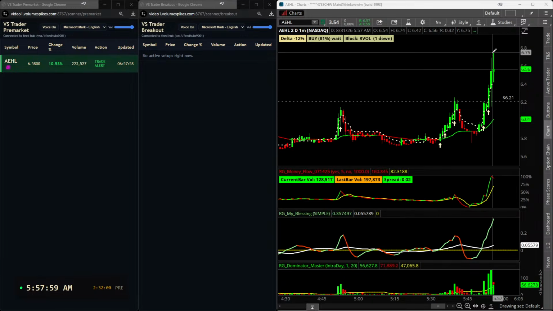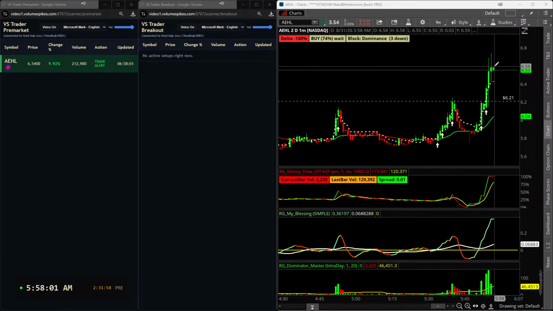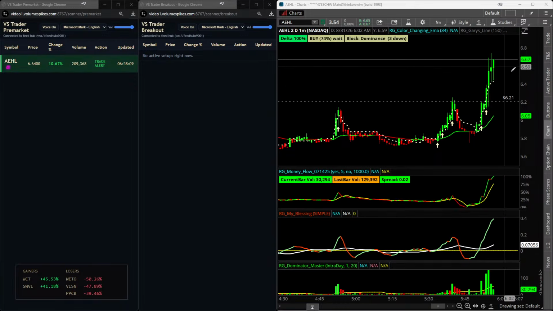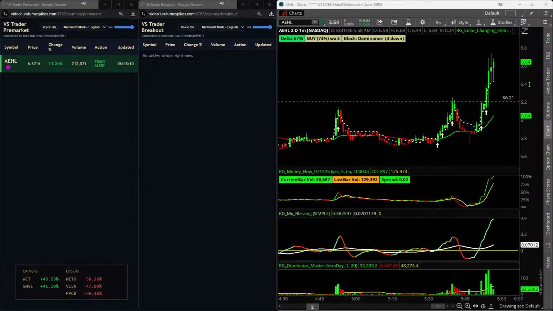You can see these sellers here. These are the wicks on the top of the candle, pushing the price back down. So whenever these wicks are developing, you don't want to pull the trigger on a buy, or you're going to donate to the cause.